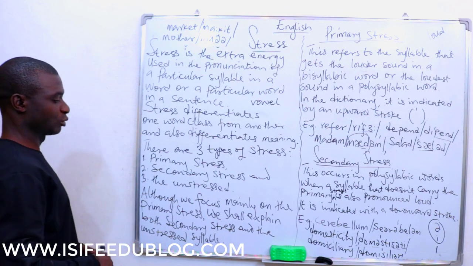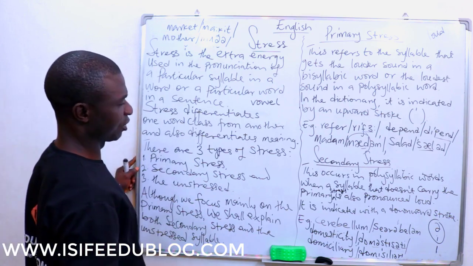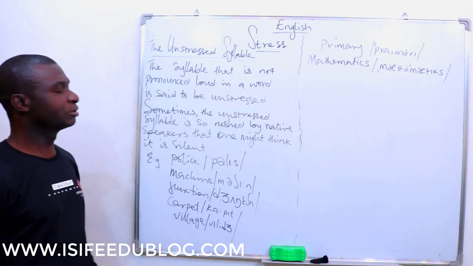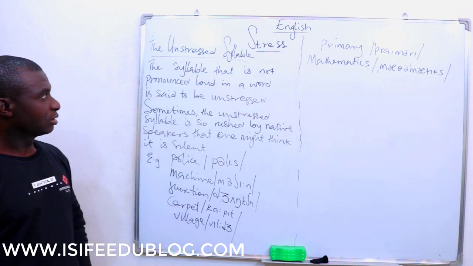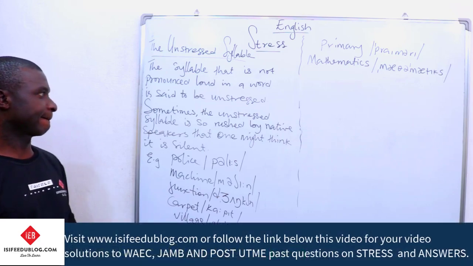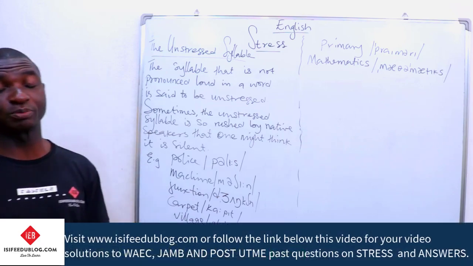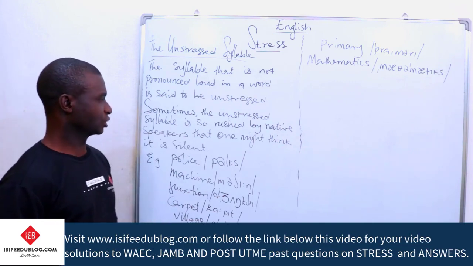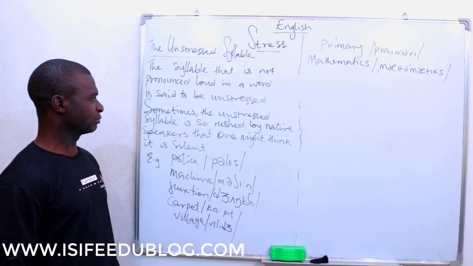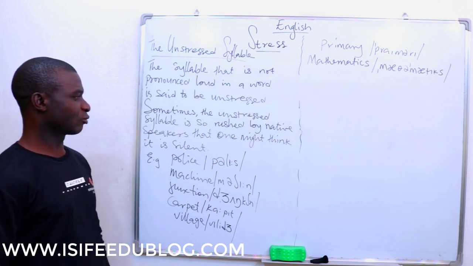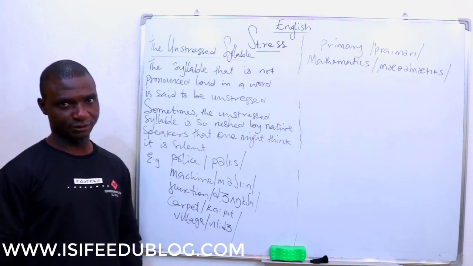Next, we shall look at the unstressed syllable. The unstressed syllable is the syllable that is not pronounced loud in a word. Alright? The syllable that is not pronounced loud in a word is the unstressed syllable. Sometimes the unstressed syllable is so rushed by native speakers that one might think it is silent.